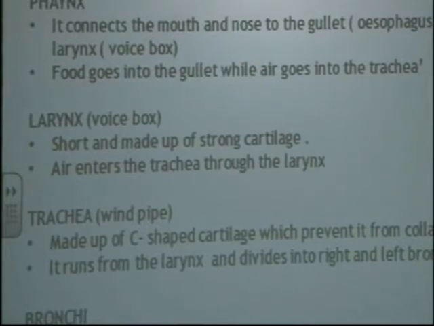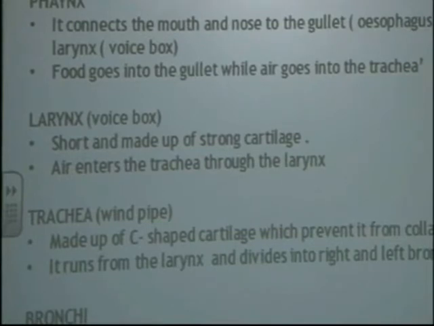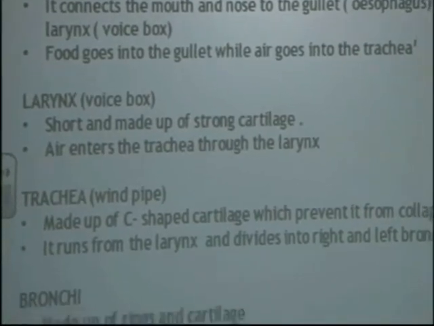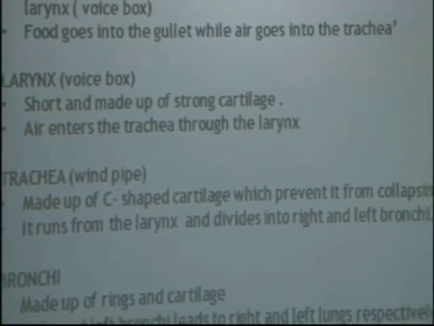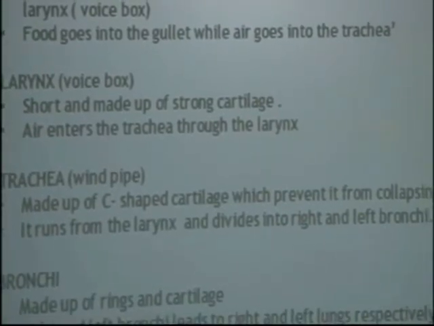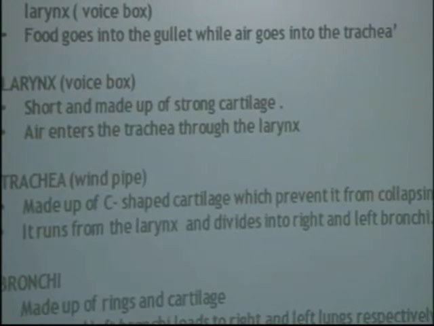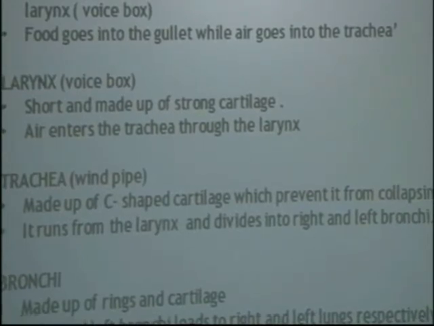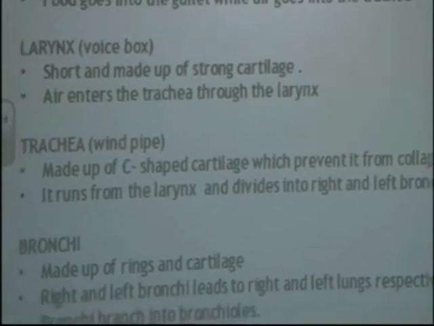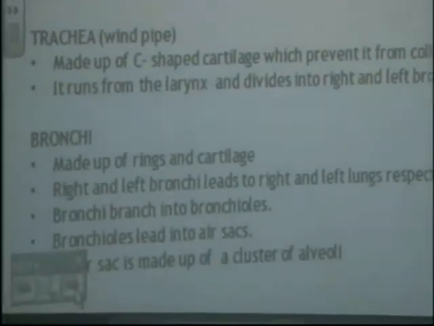And of course, as you have seen in the picture the other time, it's made up of a C-shaped cartilage, which prevents it from collapsing. We will see it again when we get to exhalation and inhalation. Now, the trachea runs from the larynx and divides into right and left bronchi. And it is the left and right bronchi that actually go into the lungs.